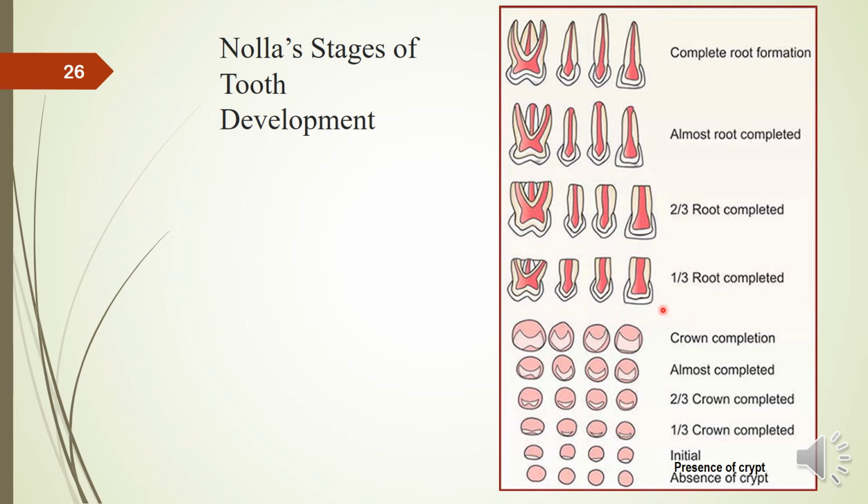And then when you find the tooth has only 1/3 root completed, we know that there is still time for the tooth to erupt, because the tooth will erupt only when 3/4 or 2/3 of the root is completed. So you can give an answer reassuring the parents about the approximate age or time of tooth eruption.